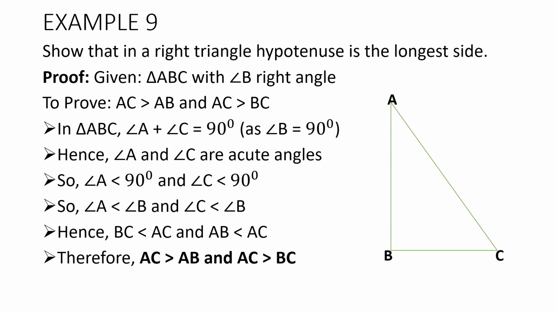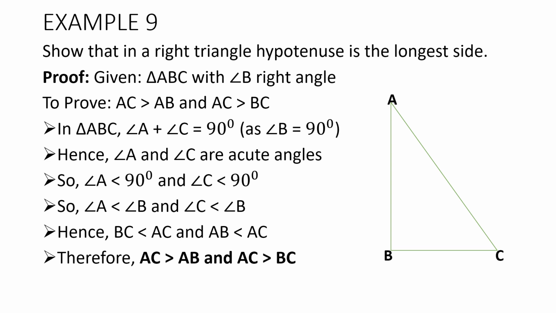Example 8. Show that in a right triangle hypotenuse is the longest side. So you are given a triangle ABC and let B be the right angle. So it is a right angle triangle. We have to prove that hypotenuse AC is greater than AB and also AC is greater than BC.